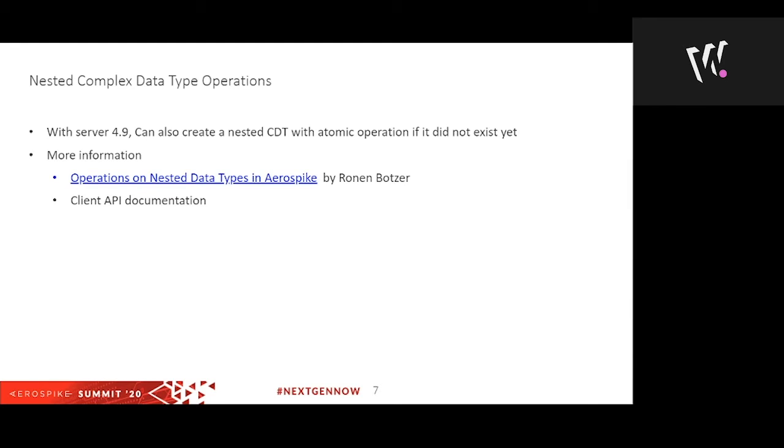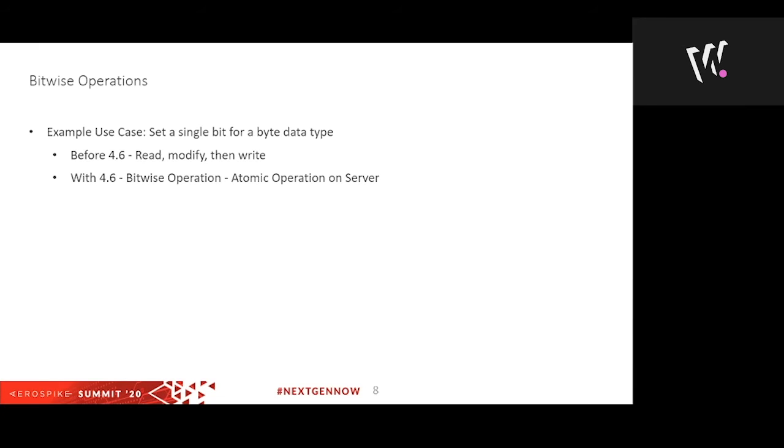If you want to see more detail and more information, I recommend looking at Ronan's blog on Medium called Operations on Nested Data Types in Aerospike. You can see both an explanation of all the different ways he's using this new feature, and there's also a link to the GitHub repo, which you can download and then run this example for yourself. And of course, our client API documentation is something you can use depending on which client library you'd like to use.